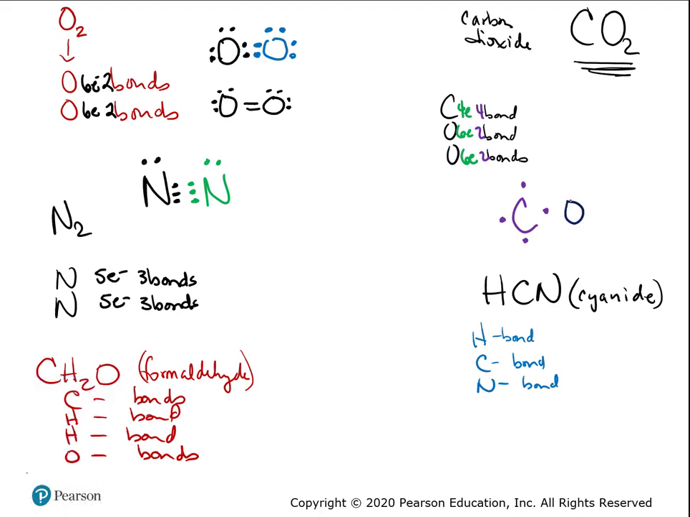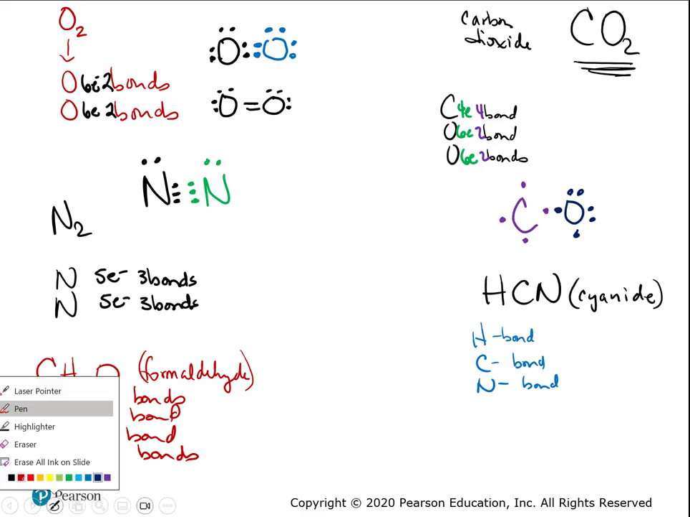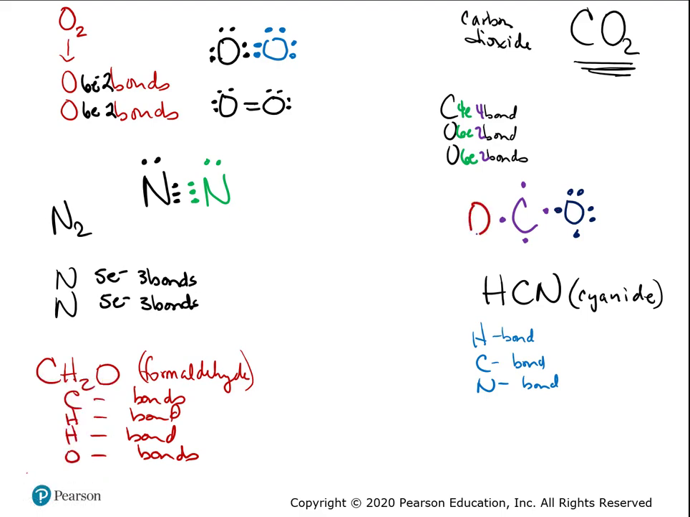Adding them, 1, 2, 3, 4, 5, and then pair 1. Okay, so I just made a single bond between the oxygen and the carbon. Before I try to do any multiple bonds, add the other oxygen. So make sure you add all of the atoms first. So now I'm going to add this oxygen over here. 1, 2, 3, 4, 5, 6.